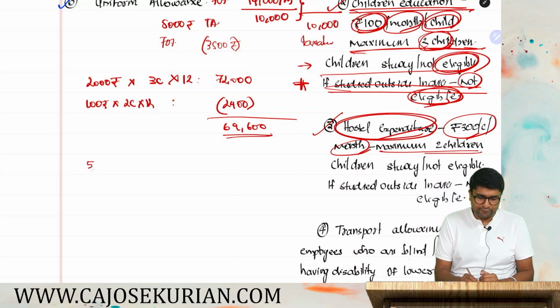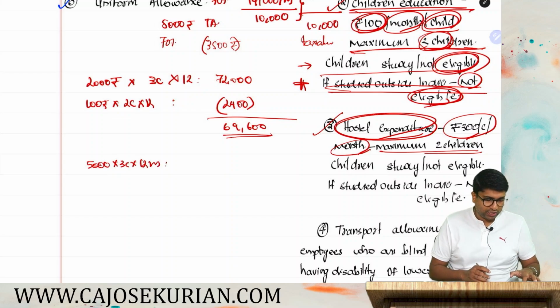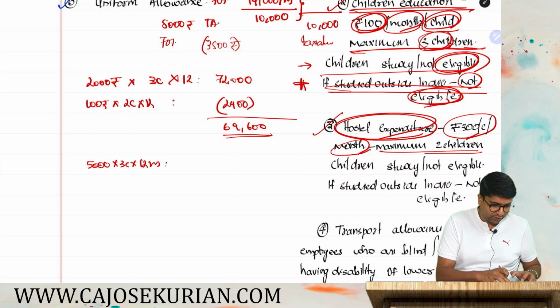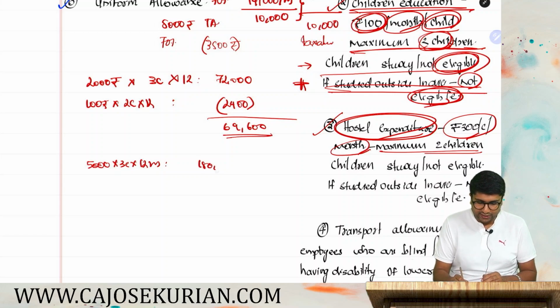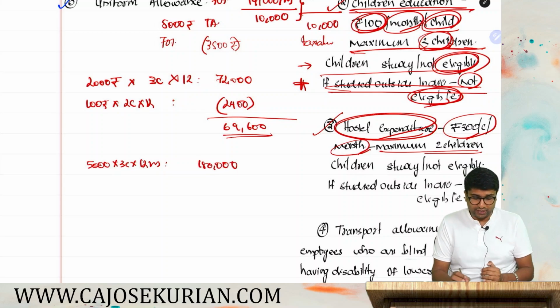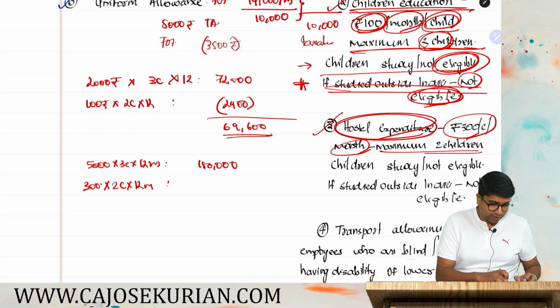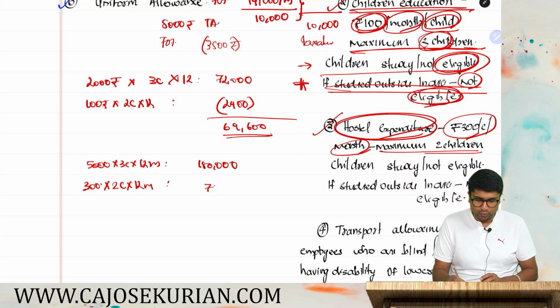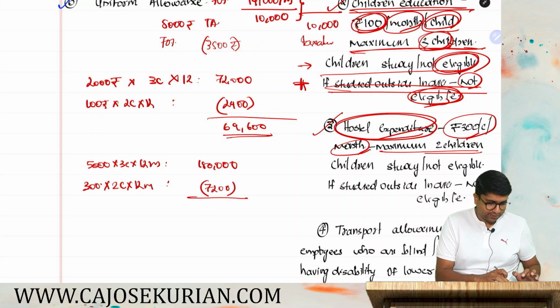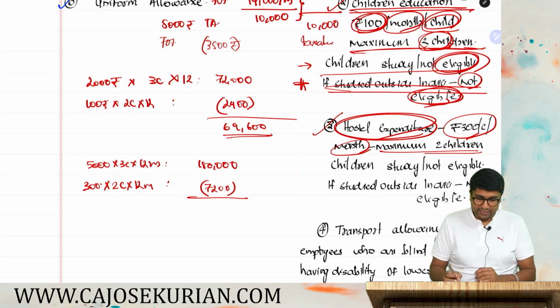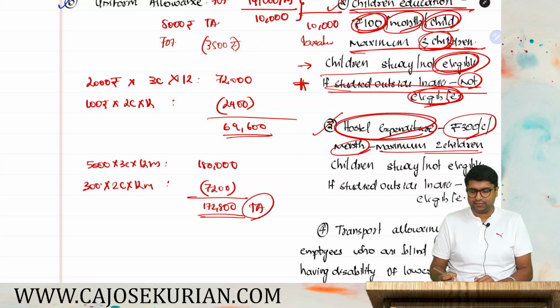That simply means you are receiving 5,000 rupees into 3 children into 12 months as hostel allowance. So 5,000 into 3 children into 12, it will be 1,80,000 as the actual hostel allowance received by you for a year. How much is the maximum exemption? Maximum exemption shall be 300 rupees per month into maximum for 2 children into 12 months. That is the maximum exemption. So 300 into 2 children into 12 months, it will be 7,200 rupees is your maximum exemption. And how much is the remaining amount? So 1,80,000 minus 7,200, it will be 172,800 shall be your taxable allowance. And this is how you have to compute.